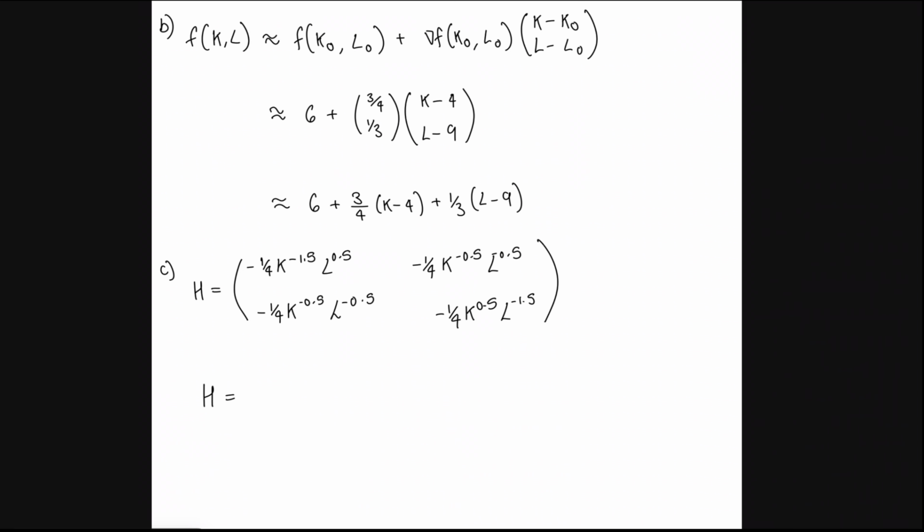If we now substitute (4, 9) into our Hessian, we get −3/32 here, and −1/24 over here, and −1/24, and −1/54.